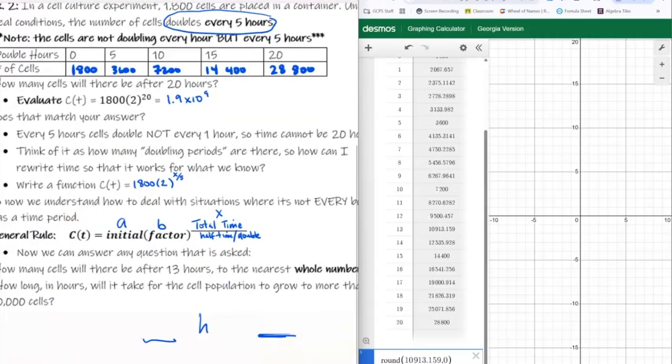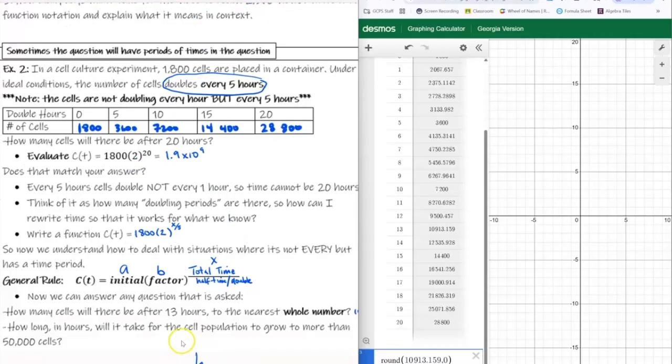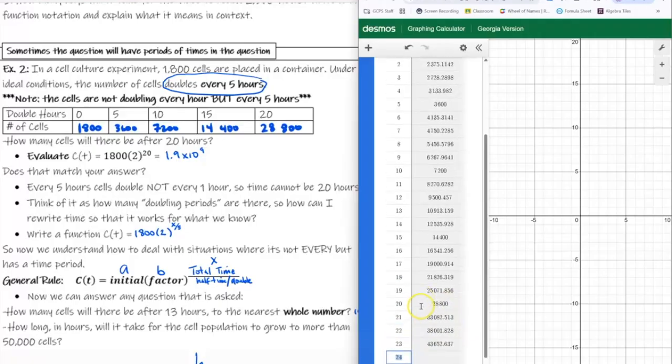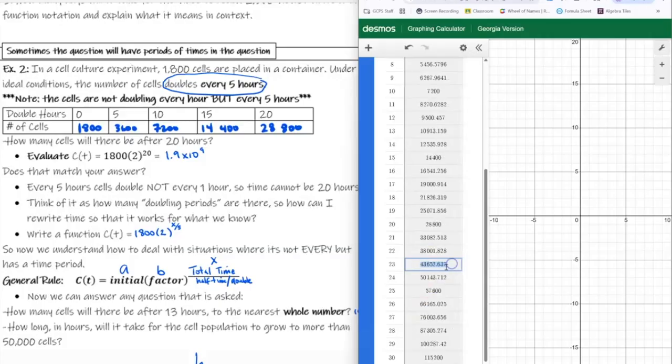All right, the last question. How long in hours will it take for the cell population to grow to more than 50,000? All right, so I'm looking here and I'm looking for 50,000. Right now at 20, I'm at 28,000. So I'm just going to press enter until I get to like 50,000. So boom, this is 43,000. This is just over 50,000.